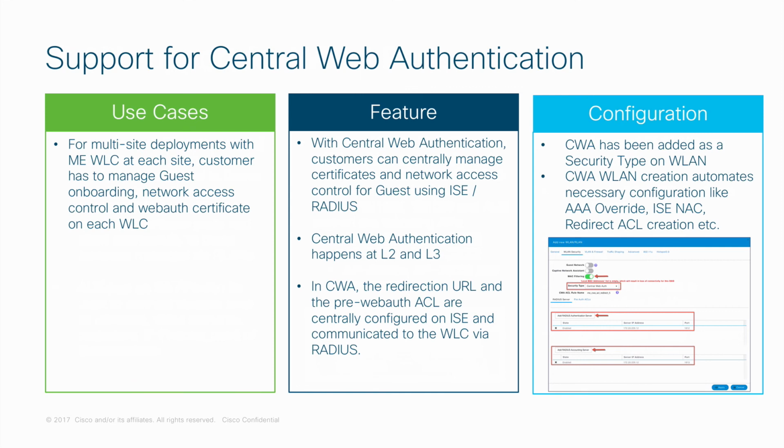In terms of the configuration, what we have done on Mobility Express is simplify the CWA configuration. We have added a security type, Central WebAuth, on the WLAN. At the back end, that automates the necessary configuration required for Central WebAuth, for example enabling AAA override, ISE NAC, redirect ACL creation, and change of authorization. All of these are automatically configured when you select Central WebAuth as a security type.